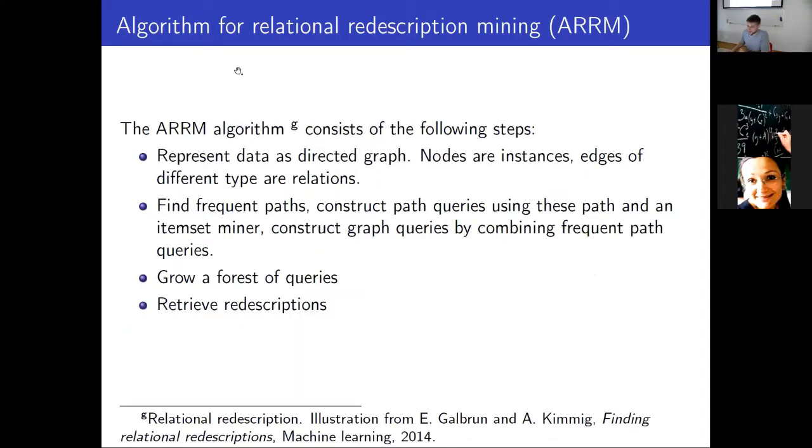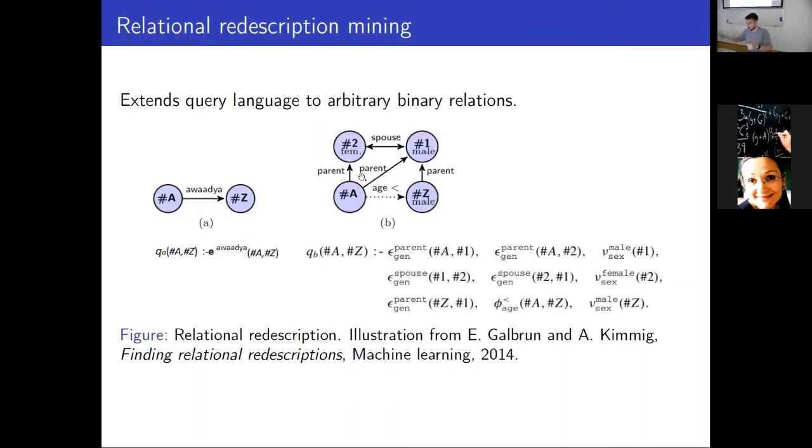Okay, the algorithm works in the following steps. So first, it represents the data as directed graphs. Instances are nodes, edges are different properties. Then it finds frequent paths, so the paths on this graph that have large enough support. Then it uses an itemset miner to describe these paths as some kind of rules. Then it joins these rules into graphs, and then it needs to see what graphs form good redescriptions. So it builds some kind of a forest of queries. It joins them together based on similarity, and then it computes redescriptions and outputs these graph pairs to the user.